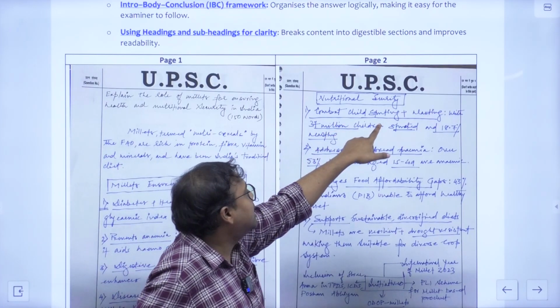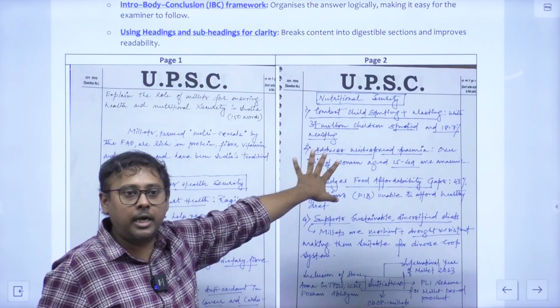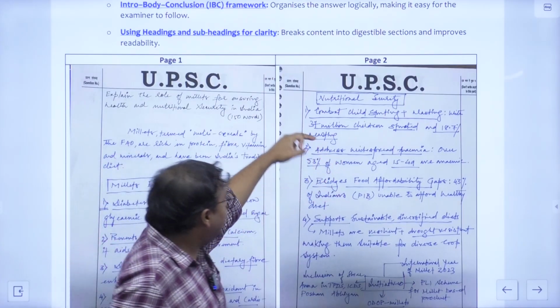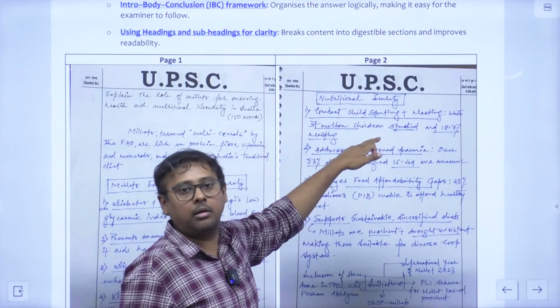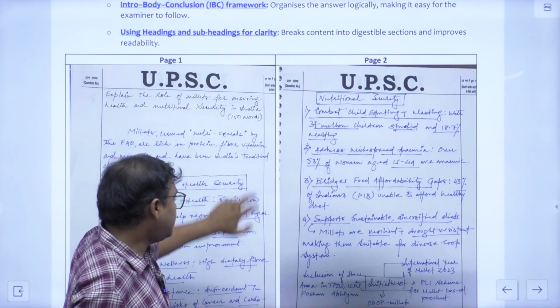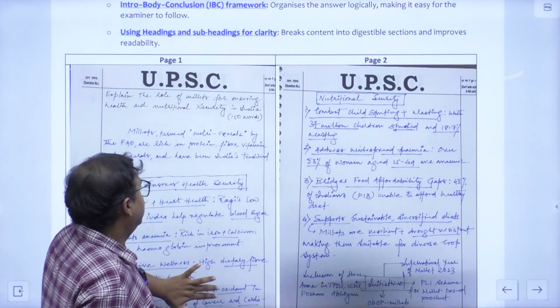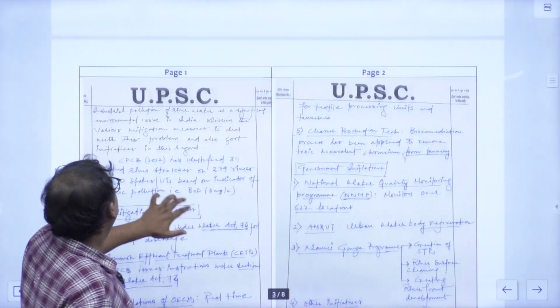Immediately combat child stunting and wasting, because nutrition is related to this, right? And it has to be given at the top. ठीक है? Clear? Okay. Chalo, we'll move on to the next one.